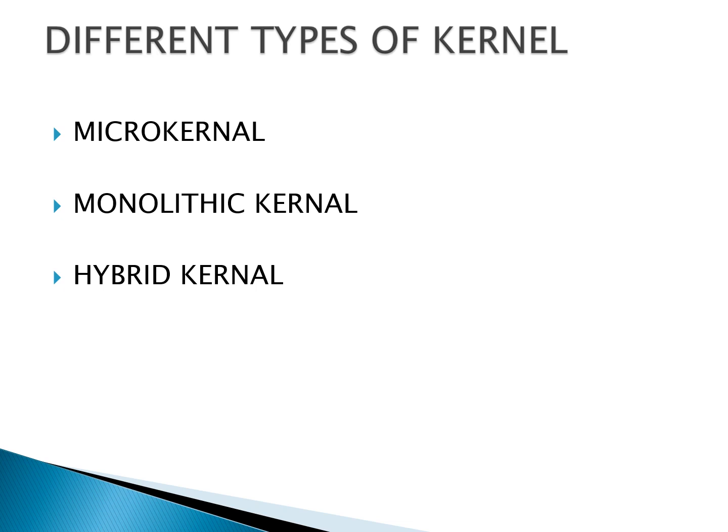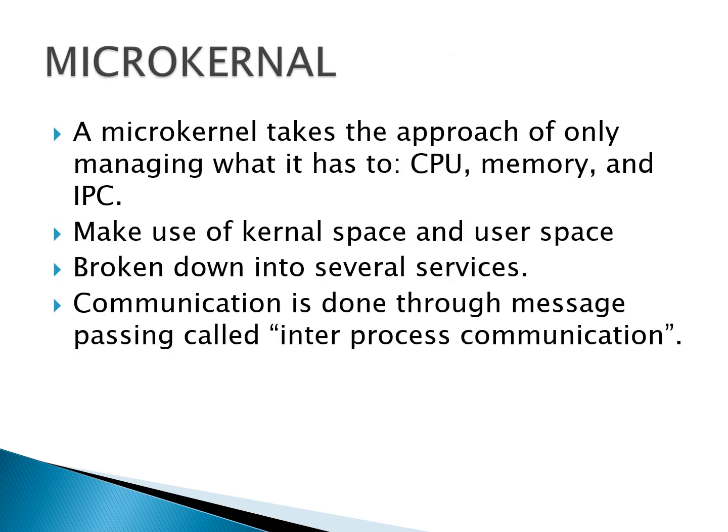Let us see different types of kernels. There are of course different ways to build a kernel based upon the architectural considerations while building from scratch. So the kernels basically fall into three different categories: the microkernel, monolithic kernel, and the hybrid kernel. Microkernels take the approach of managing only the CPU, the memory, and the IPC, so that the kernel is broken down into separate processes, and these processes are called servers.